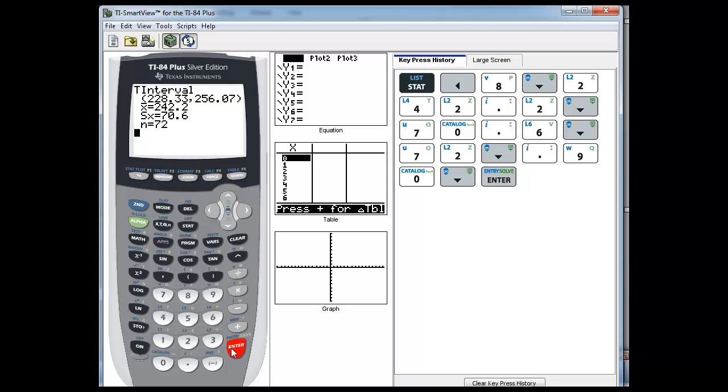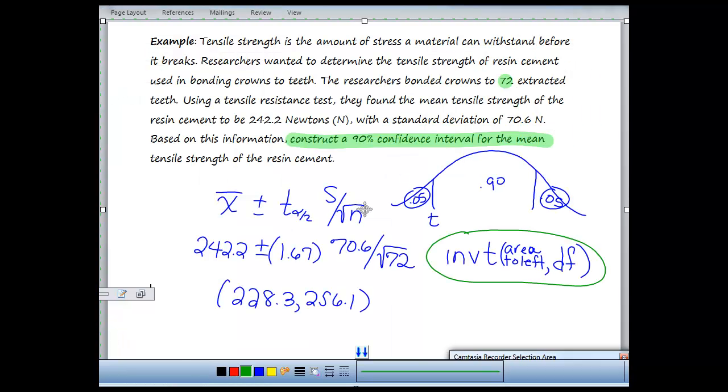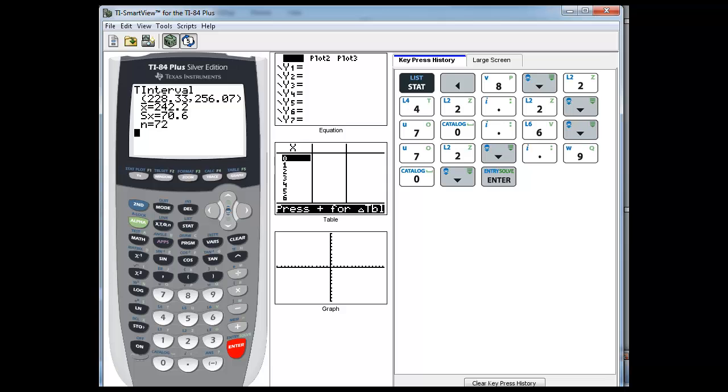And we get 228.3 to 256.07, which is what we had before: 228.3 to 256.1. So yes, I would use the built-in function on the calculator to get there, but sometimes we do need to be able to find that t-value, and that's why we would use the inverse t. So make sure you know how to get it so that if you need to, you can get it separately from everything else that's built into this function.